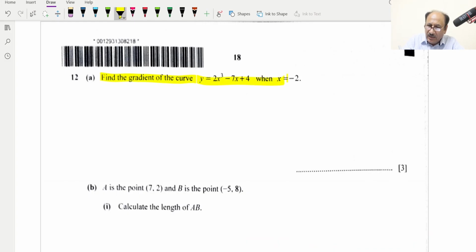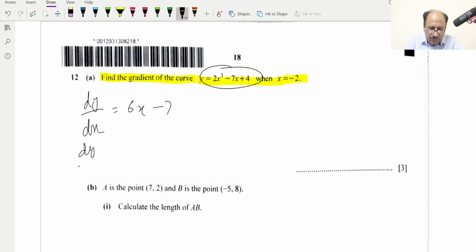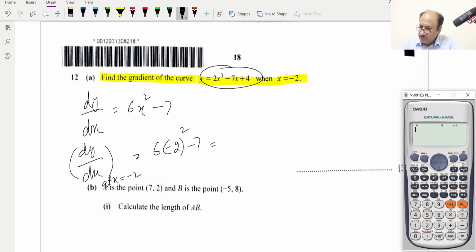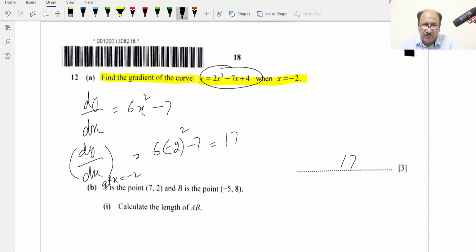The curve is provided over here at x is equal to minus 2, so we can find dy over dx. We can take the derivative of this one, which will be 6x minus 7, so dy by dx at x is equal to minus 2 will be 6 into minus 2 minus 7. Actually, this will be basically 6x squared. We missed the square over here. So we can calculate this: 6 into minus 2 whole squared, and minus 7 is equal to 17. So this will be 17.